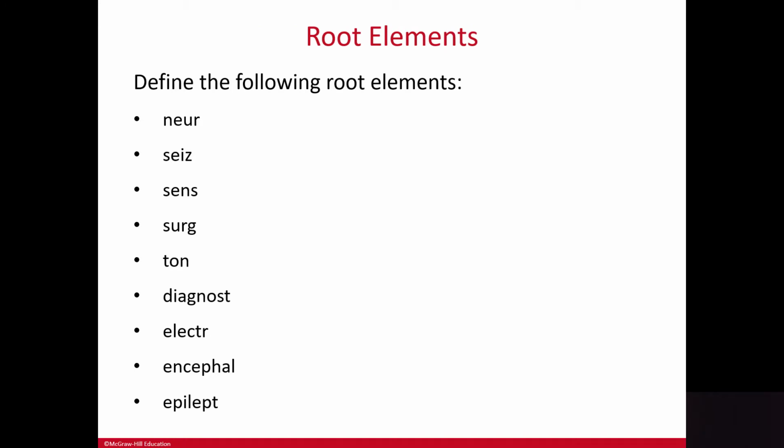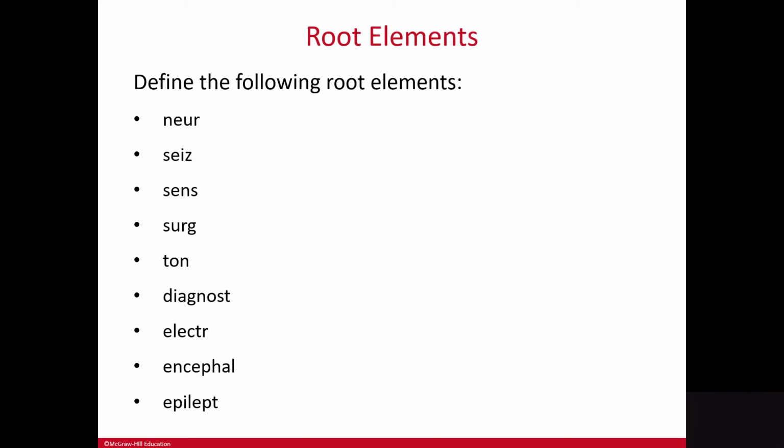This slide just reviews some root words from this section of the text. Some of these are from the case report at the beginning of the chapter. So ner means nerve, seize means to grab or convulse, sense means to feel, surge means to operate, tone means pressure or tension, diagnost means decision, electro means electricity, encephal means brain, and epilept means seizure.